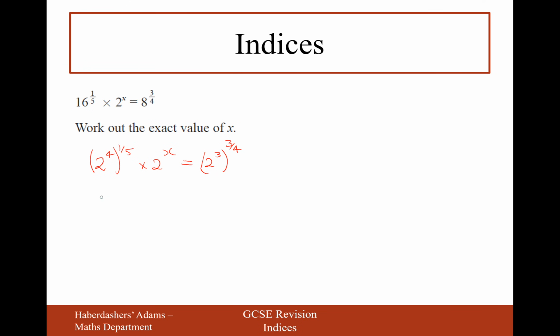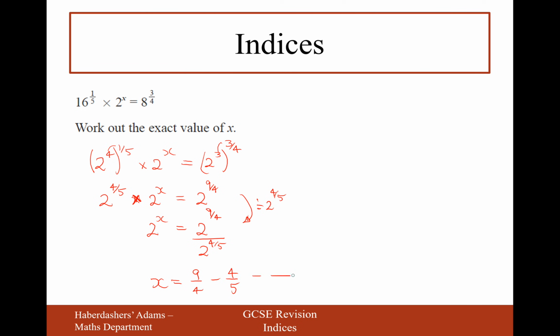Okay, let's now expand the brackets. It's going to be 2 to the 4/5 times 2 to the x equals 2 to the 9/4, multiplying our indices together to expand the brackets. Now let's move the 4/5 onto the other side, so it's going to be 2 to the 9/4 divided by 2 to the 4/5. Because it's being multiplied onto the 2 to the x here, it needs to be divided onto the other side. Divide by 2 to the 4/5. So therefore I subtract my indices. So it's going to be x equals 9/4 minus 4/5.